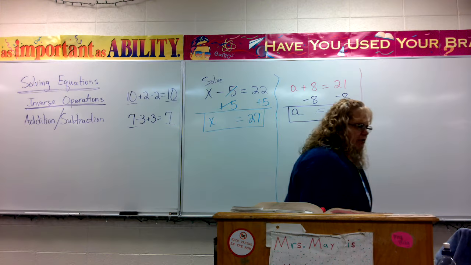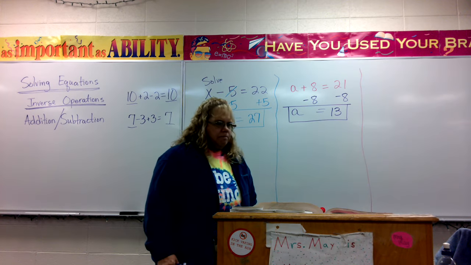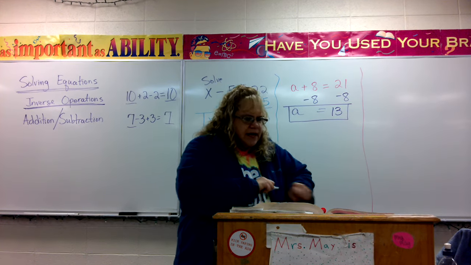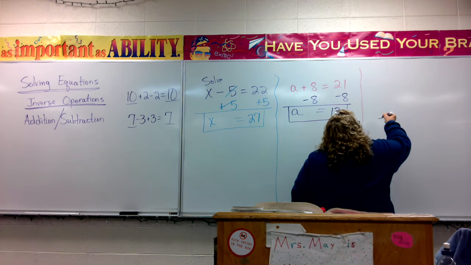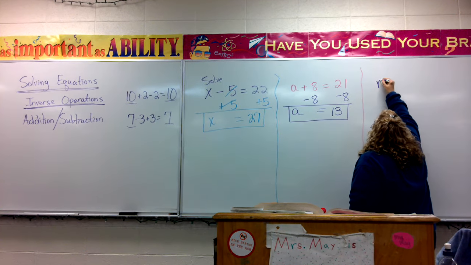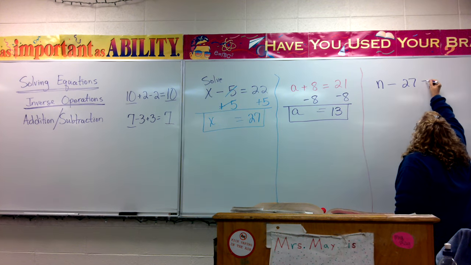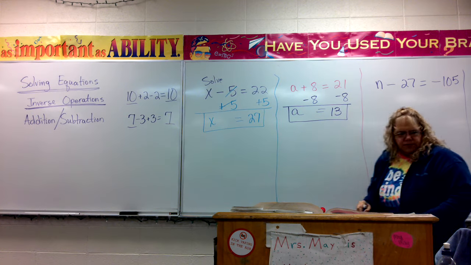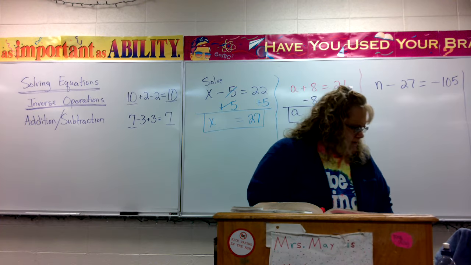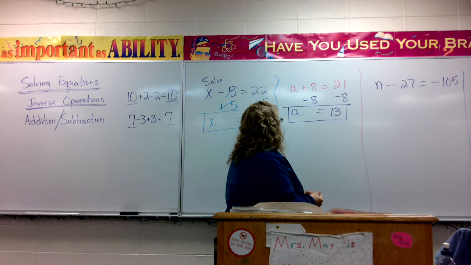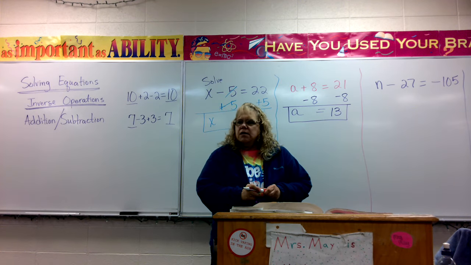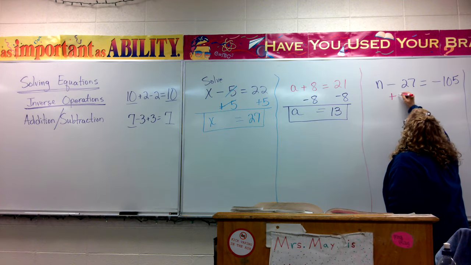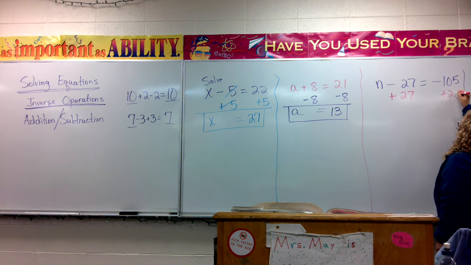So are we good so far? Are you guys good so far now that you can actually see what's going on? I have maybe 1 or 2 more to do for you. What if I have something like this? What if I have n take away 27 equals negative 105? Can you still see that? What if I have that? Now what? Same way. What do you do to get rid of a minus 27? Yeah, add 27. Add 27.